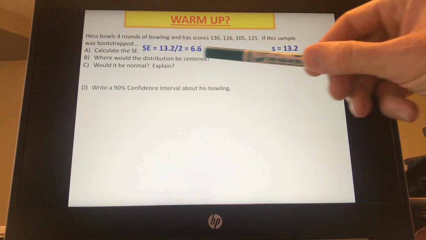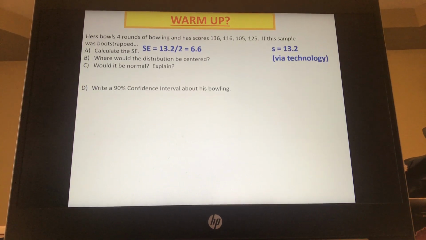I recommend you try doing part B, part C, and part D, and come back in a minute. Pause this thing if you can.